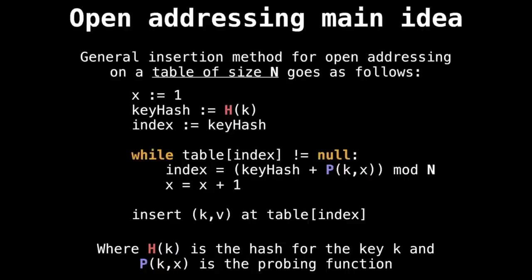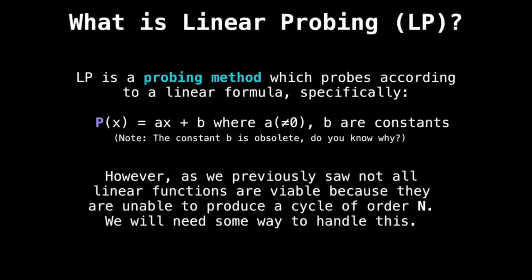And then once we found a position, we can insert the key value pair into the table at that position. Alright, so what is linear probing? Linear probing is simply a probing method which probes according to some linear formula. Specifically, the linear function p of x equals a of x plus b, and we have to make sure that a is not equal to 0, otherwise we're just adding a constant which does nothing.